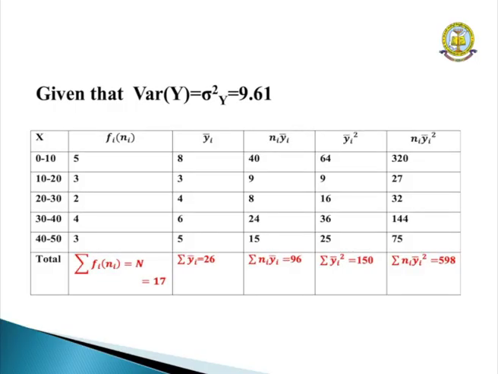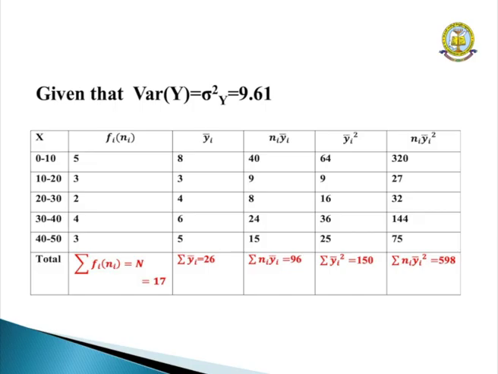Now we go for the next column. Which value is required? y bar i square is also required according to your formula. So y bar i square means squaring the third column values. The first one is 8, and the square of 8 is 64. 3 square is 9. 4 square is 16, and so on. The last observation is 5, and 5 square is 25. Again we sum all these values: 64 plus 9 plus 16 plus 36 plus 25. It becomes 150. As per notation, the summation of y bar i square is equal to 150.